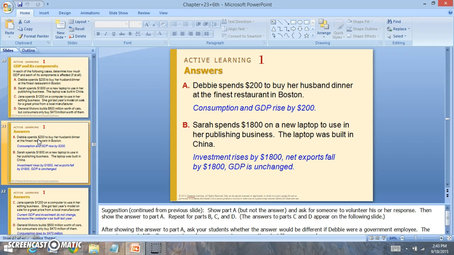Sarah spends $1,800 on a new laptop to use in her publishing business. Okay, that's an investment of $1,800, and net exports will fall by $1,800. So GDP is unchanged because it's an investment in a business. However, it's also a component of net exports.